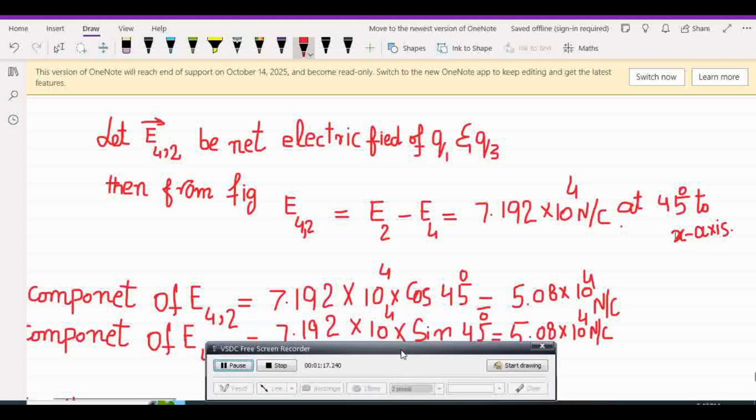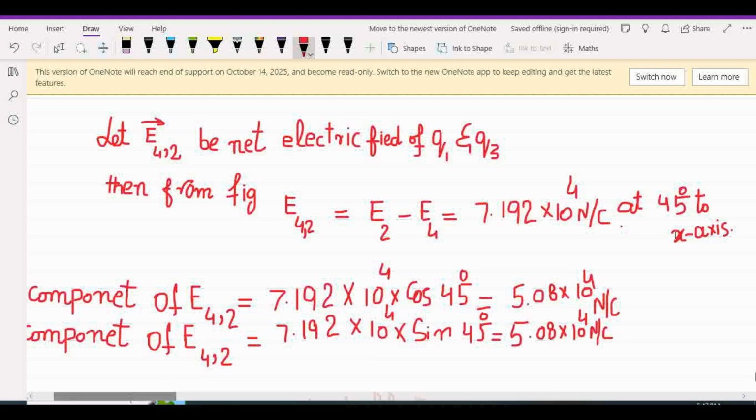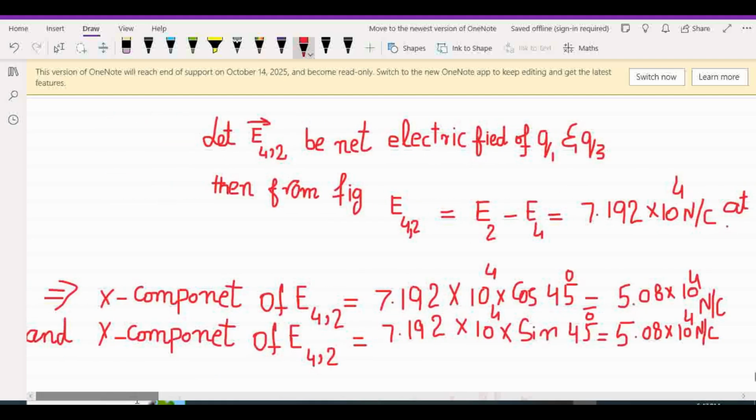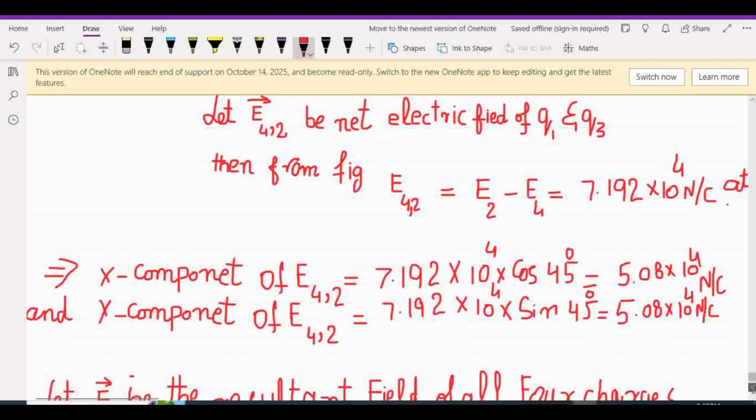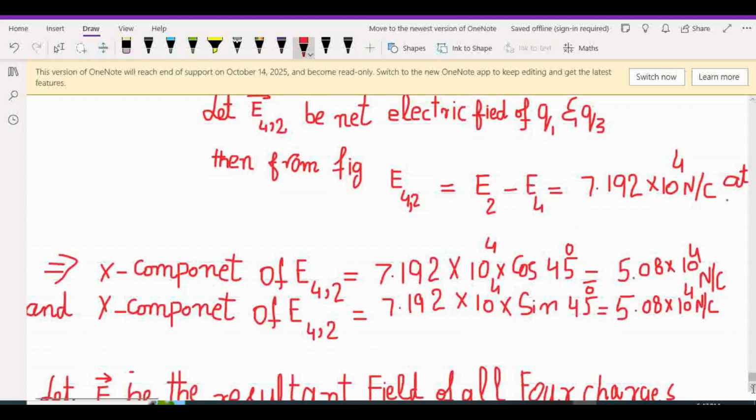Now we find the components of E42, the resultant of 4 and 2. The x component will be equal to the magnitude of the resultant into cos of 45, which comes out to be 5.08 into 10 to the power 4 Newton per Coulomb. Similarly, the y component of E42 comes out to be 5.08 into 10 to the power 4 Newton per Coulomb. Now we are left with two vectors, E31, the resultant of E3 and E1, and E42, which is the resultant of E4 and E2. They are two vectors which have to be added to find the overall resultant.